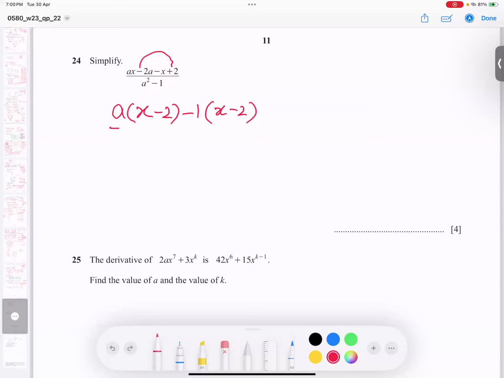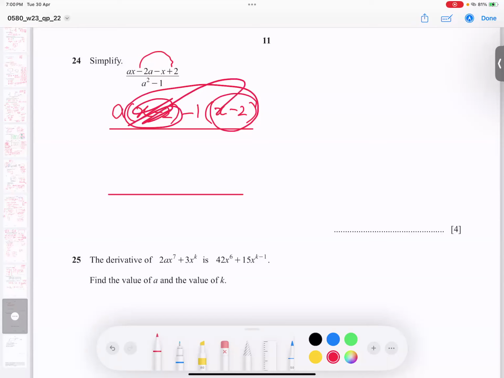Okay, this upper part. Let me finish the upper part first. This part and this part are common, so I will take it out. What is left behind? a left and minus 1 left. So I took x minus 2 and a minus 1 left behind.